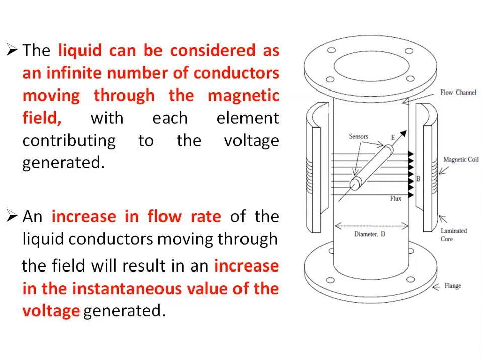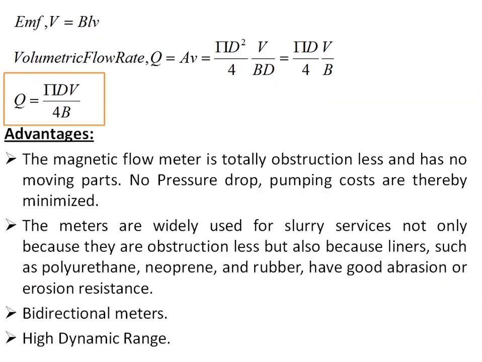The liquid can be considered as an infinite number of conductors moving through a magnetic field, with each element contributing to the EMF that is generated. An increase in the flow rate of the liquid conductors moving through the field will result in an increase in the instantaneous value of the voltage generated. That is, the higher the velocity of the fluid, the higher the induced EMF. So the EMF which we have derived is V equal to BLV or BDV.